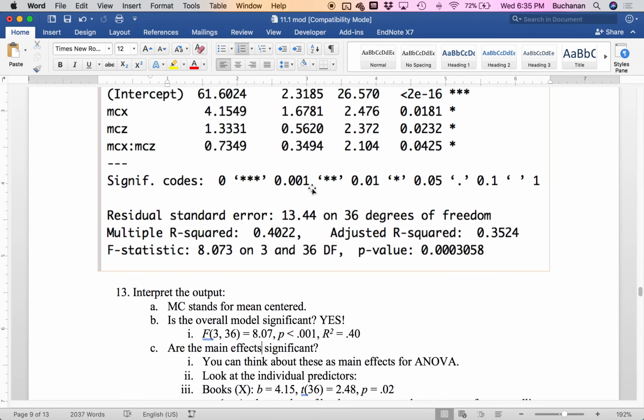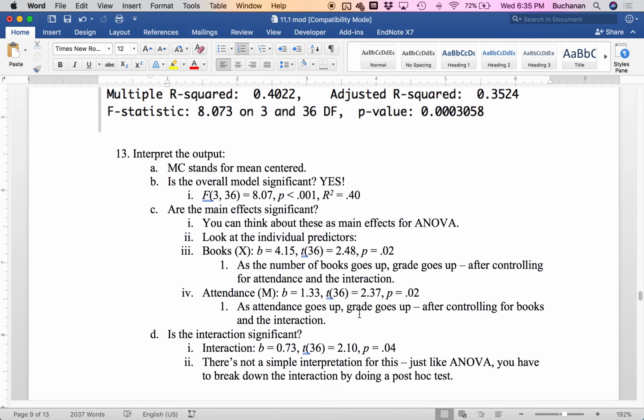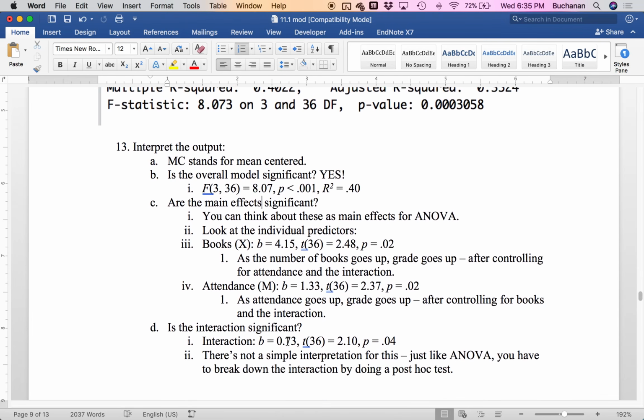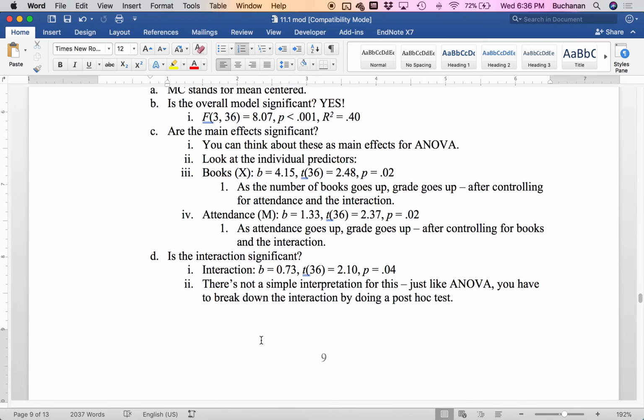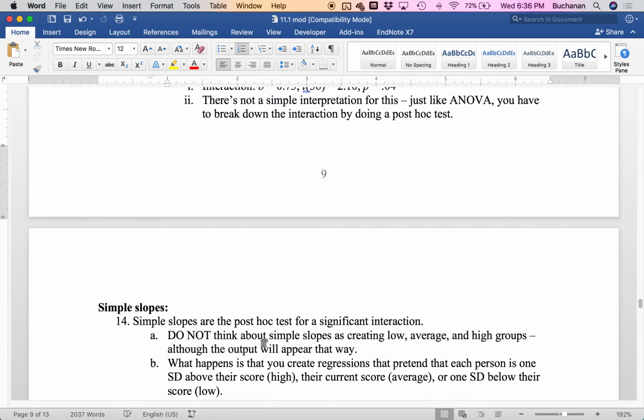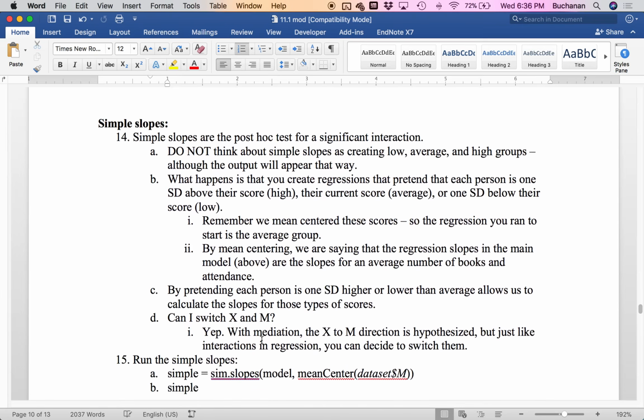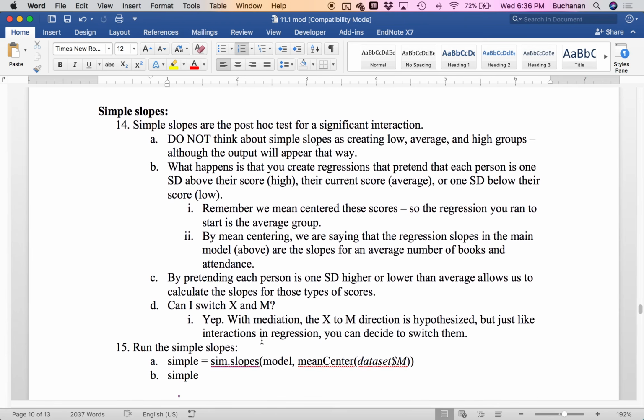So the interaction is also significant because this is made up data, and we would say that B equals 0.73, T and P. Now, there's no way to interpret this particular B value. I can't say for every interactive point you get 0.73 points. That doesn't make sense. So just like in ANOVA, what we're going to do is break down that interaction by doing some sort of post hoc test. Okay. And what those are called is simple slopes. So in ANOVA, we did simple effects. Now we're going to talk about simple slopes.